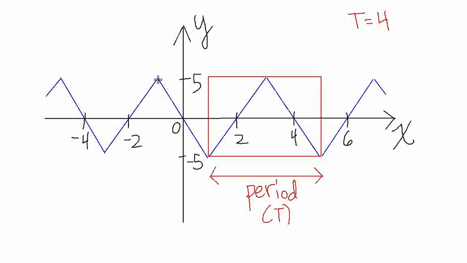The amplitude is the farthest distance from the center line of any point on the graph. So if I measure the distance from the x-axis to the top of that peak, that is referred to as the amplitude, and that's often denoted by the letter A. For this example, can you see that the amplitude is equal to 5?